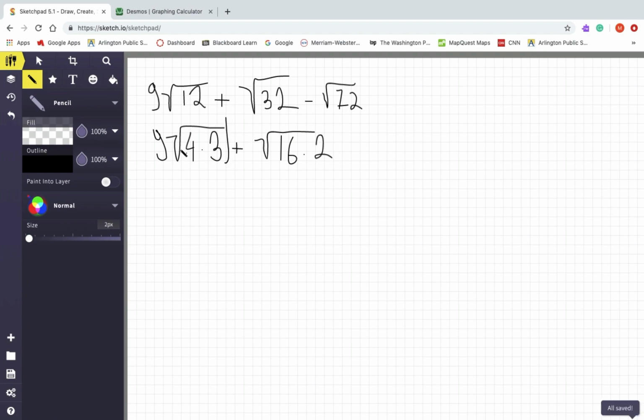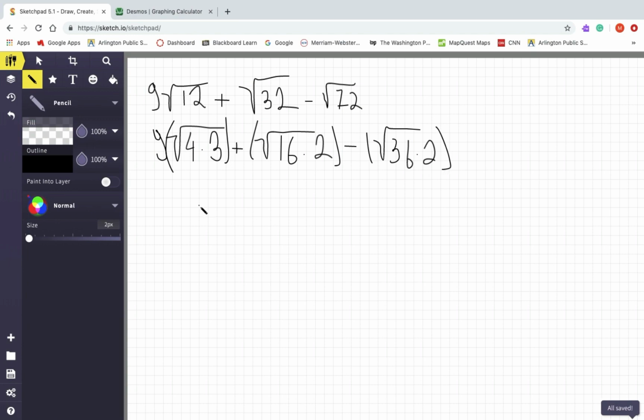Don't forget to add the parentheses. Then the highest perfect square that 72 can be divided by is 36. 36 times 2.